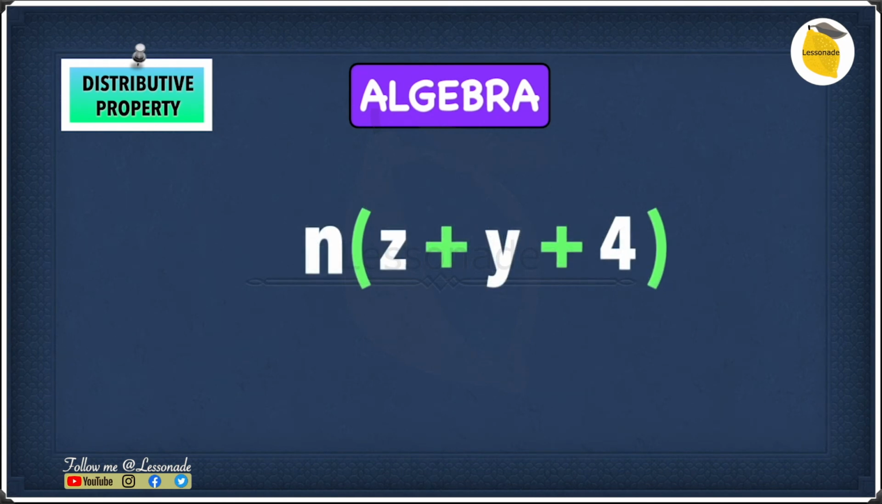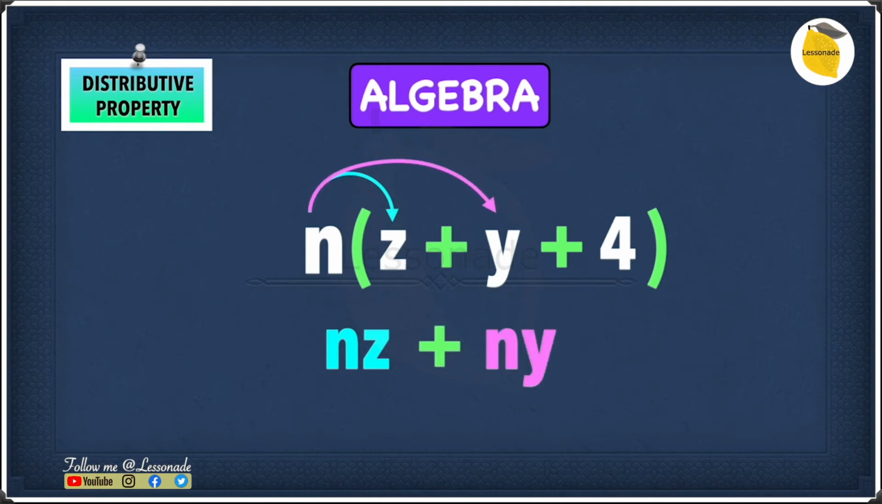The next example we're going to have a look at is n brackets z plus y plus 4. Distribute the n to the z, which means we get nz. And then distribute the n to the y, which means we'll get ny. And then finally distribute the n to the 4. Now, when we're doing n times 4, some of you may think the answer is n4, but in algebra we always put the number in front of the variable. So n times 4 will give us 4n, because we have to put the number in front of the variable, not the variable in front of the number.